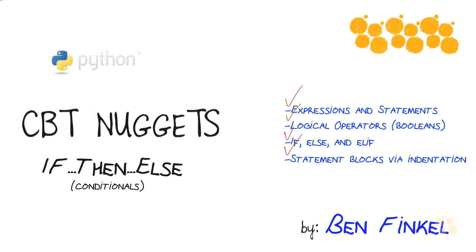Just to recap, we talked about expressions versus statements, and expressions being smaller portions of code that are reduced down or evaluated down to an individual value. For the purposes of this nugget, we were concerned with expressions that evaluate down to a true or a false value, also known as a Boolean value. Then we took a look at the logical operators that are used inside of those expressions that produce a Boolean result: greater than, less than, equal to, not equal to.